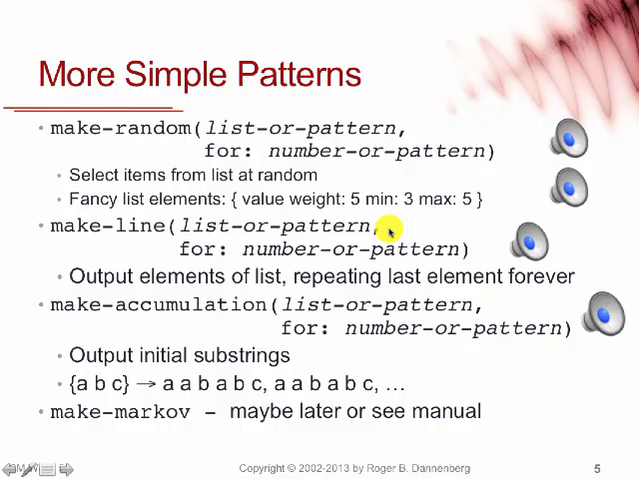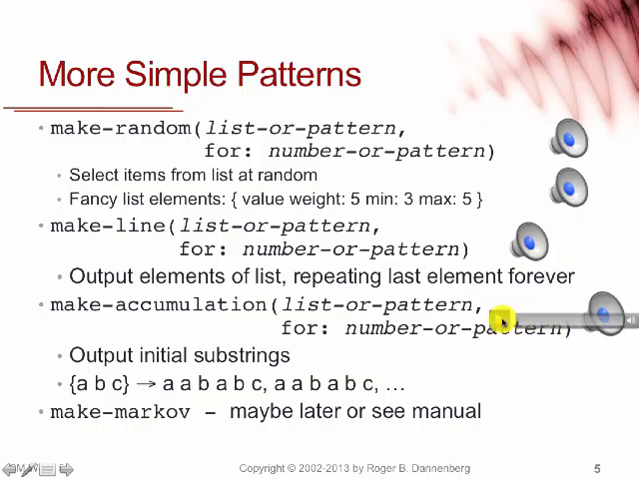The next example is make line. Line is kind of a strange pattern, and you might wonder why you would ever want to do this, but what it does is it outputs every element of a list, and then it repeats the last element of the list forever. So here's an example. That might sound a little silly and useless, but sometimes combining make line with other patterns is very useful to allow you to specify an initial element followed by repetition of something.